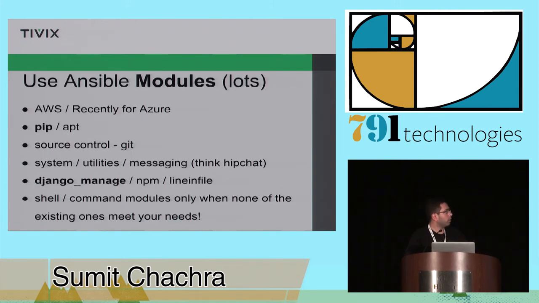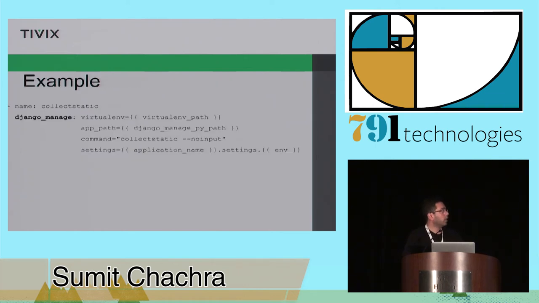So what are some of the best practices? Use modules. They have lots of modules. I've mentioned some of them here, pip and Django manage being the two. What are the alternatives? You could use the shell and command module and then go raw. But then you'll end up doing basically what you're doing with Fabric, right? So you might as well leverage the modules that they have. They're pretty flexible. Here's the Django manage module, for example. You can specify the app path, the virtualenv, the command, and also the settings you want to use.